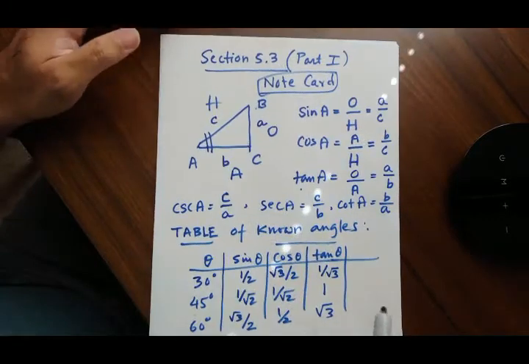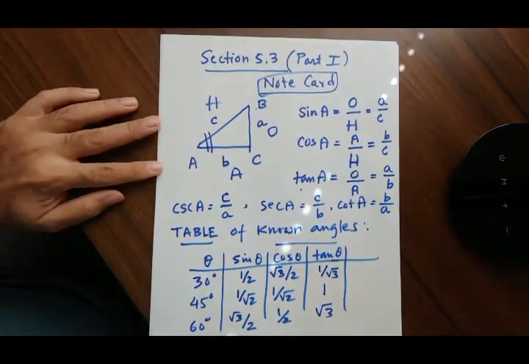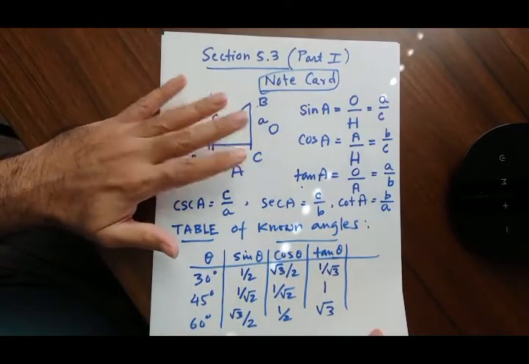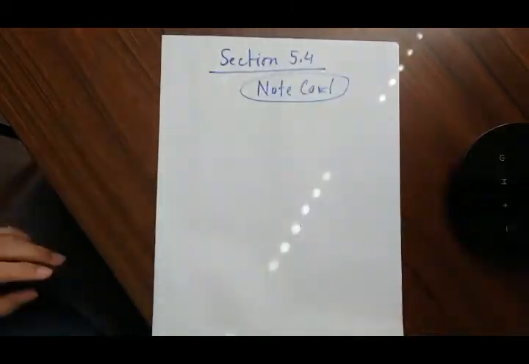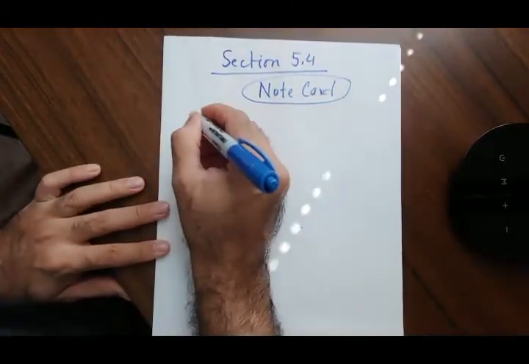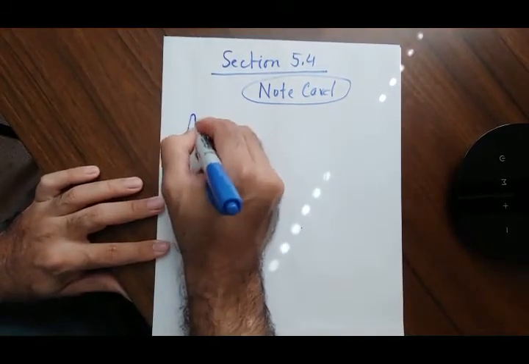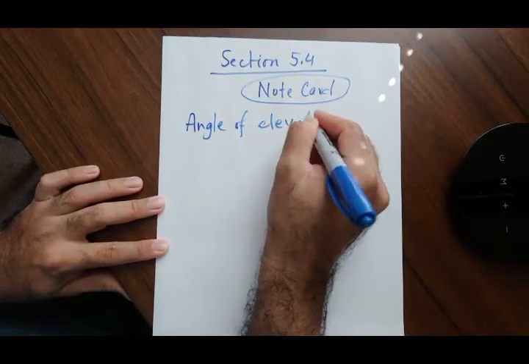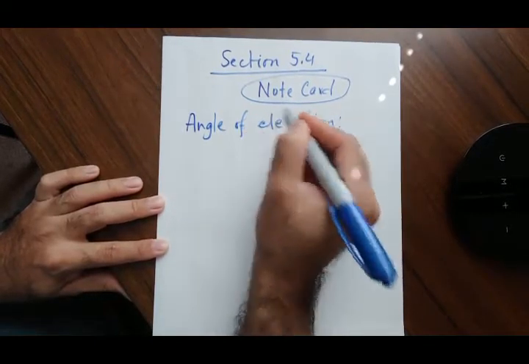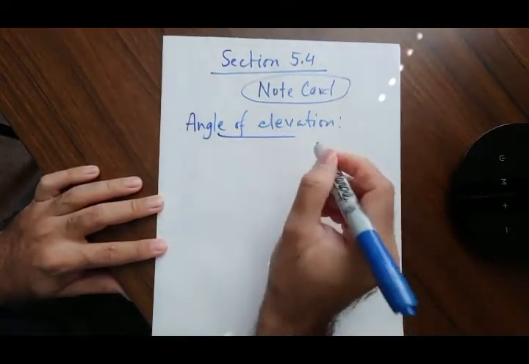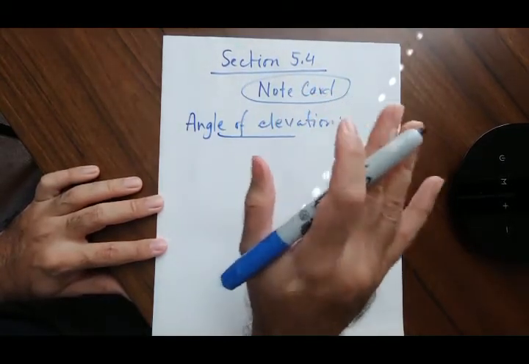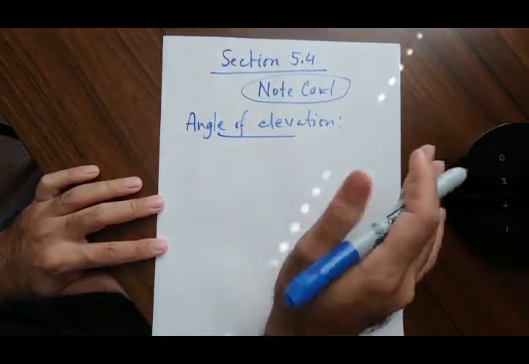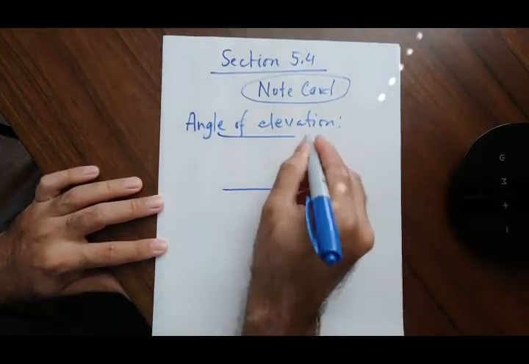That's what we're going to use to find the values. So that part will also be in the note card for 5.4, so I'm not rewriting it. The only new concept that you need to know is angle of elevation. And again, only the angle of elevation, not the angle of depression. So any question I'm going to ask is about angle of elevation. So what is angle of elevation?